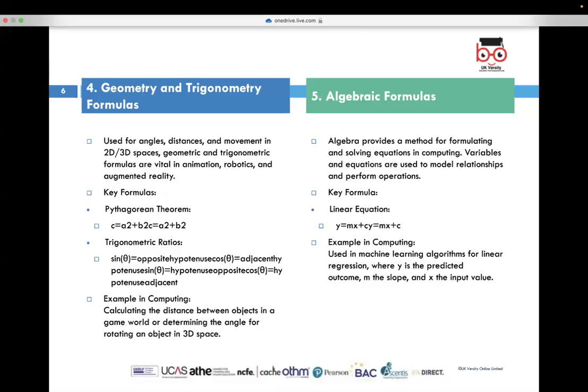An example in computing is calculating the distance between objects in a game world or determining the angle for rotating an object in 3D space. Algebra provides a method of formulating and solving equations in computing. Variables and equations are used to model relationships and perform operations. The key formula for this is the linear equation, y equals mx plus c. An example in computing is the machine learning algorithm for linear regression, where y is the predicted outcome, m is the slope, and x is the input value.